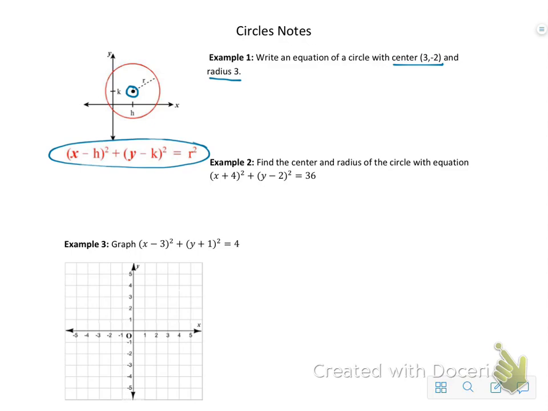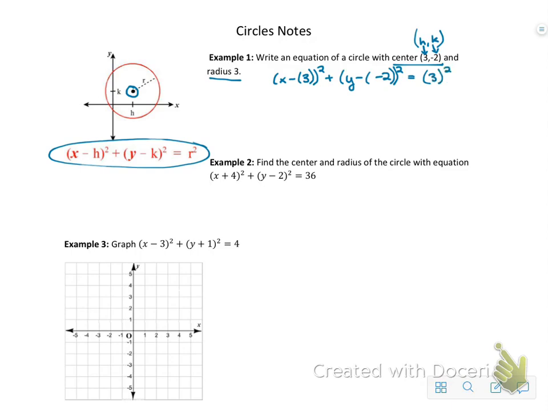So let's do example 1. Well, we have x minus h, and remember that your center is (h, k). Okay, so that's our h and that's our k, which means we're plugging it in where we see to plug it in. So we need to plug in the 3 for our h, and for the k we have a -2. And that equals r, which is 3, because they give it to us, squared.